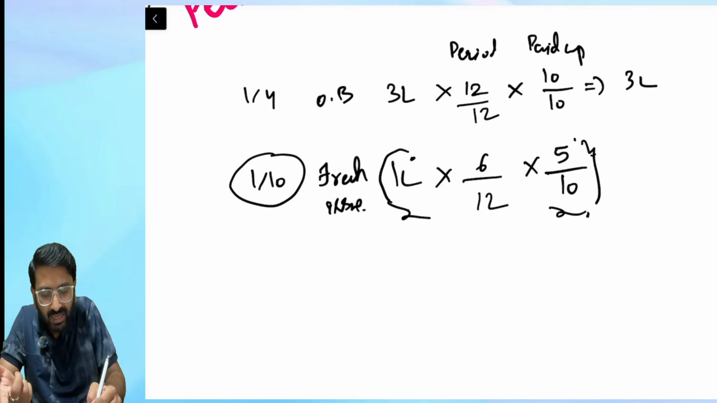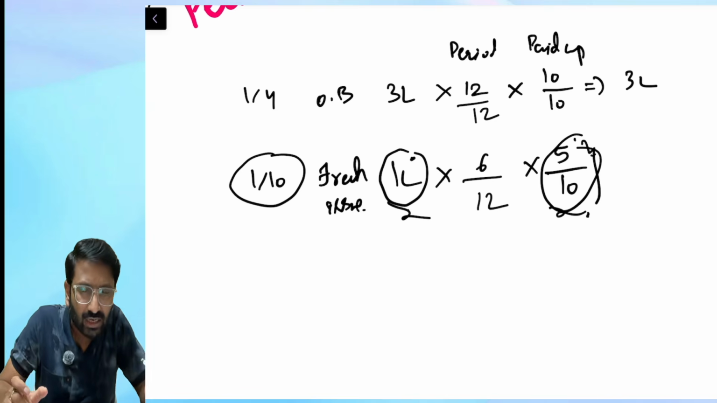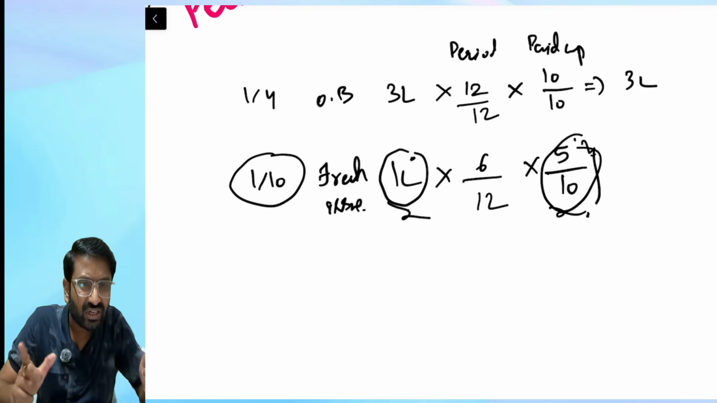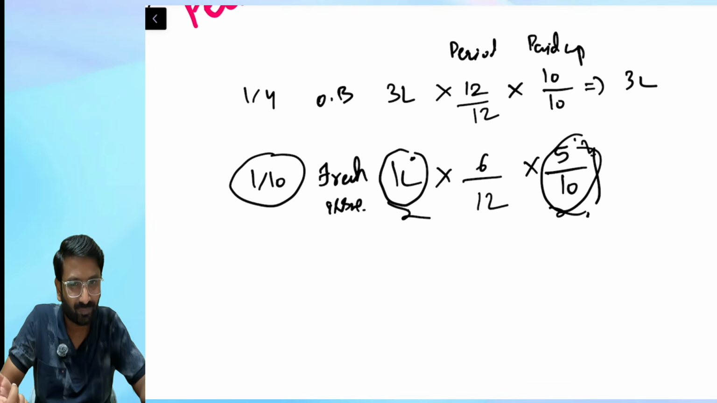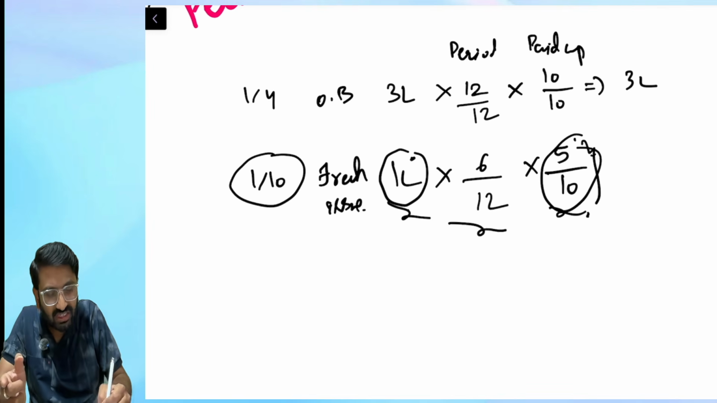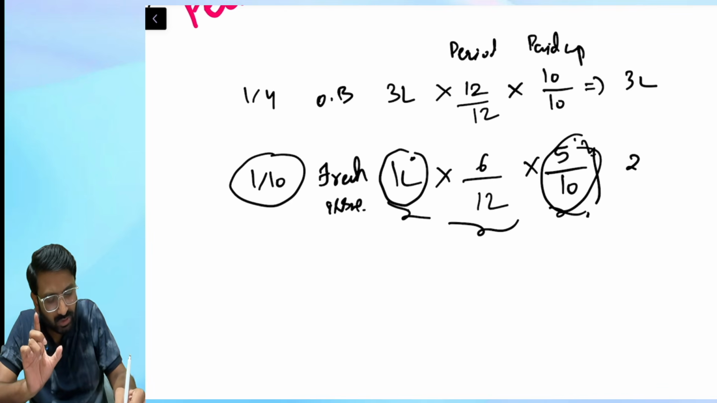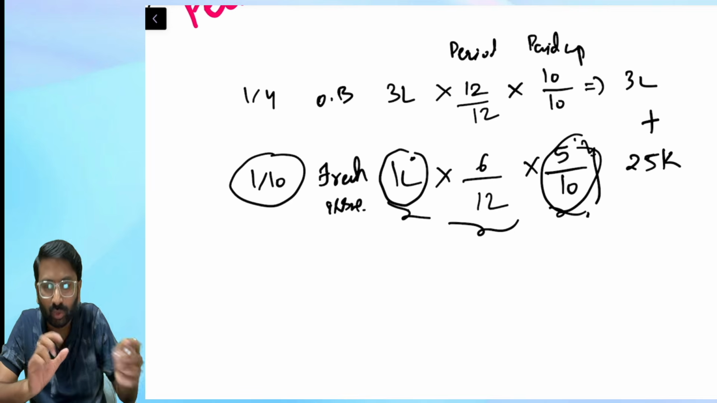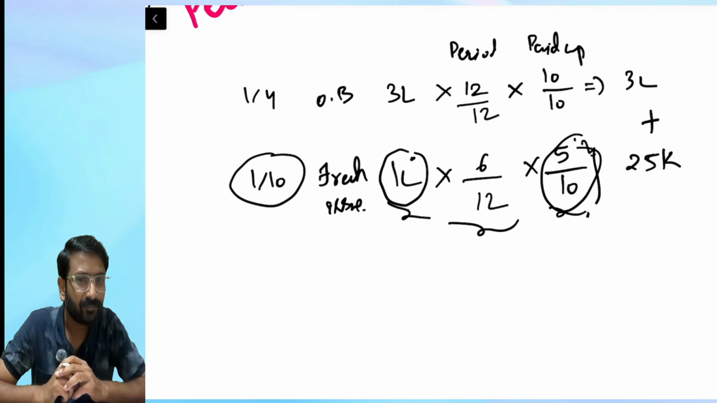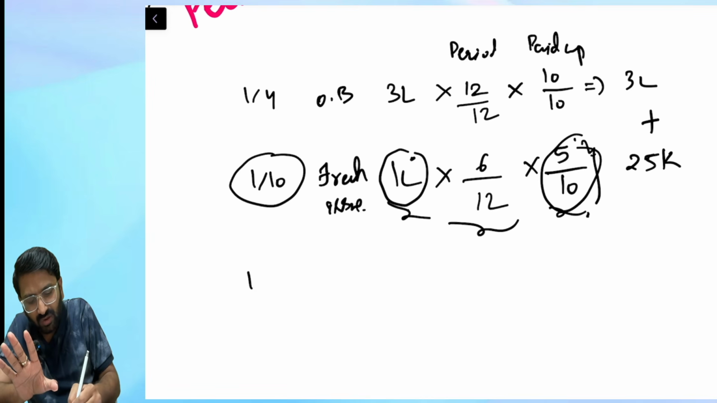See, when I do 1 lakh into 5 by 10, what do I get? 50,000. So 1 lakh shares of 5 is equivalent to 50,000 shares of 10. And those 50,000 shares are there for only how many months? 6 months. So effectively, can I say it's equivalent to 25,000 shares? And that is what I should add. Is that clear?